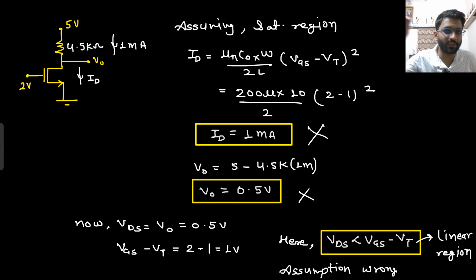So now you will write, assuming linear region. You are not very sure that it is linear region only. So again you will assume only, and then you will find the value of V naught, and then you can comment if your assumption was correct or not. Are you getting this point?